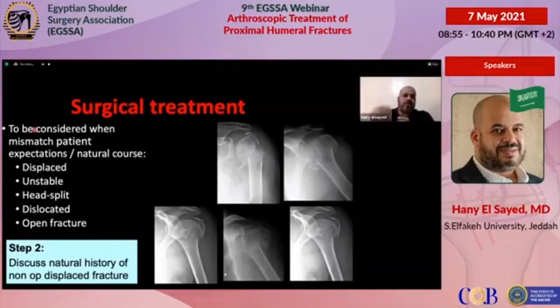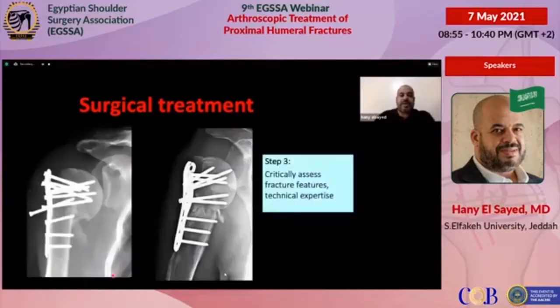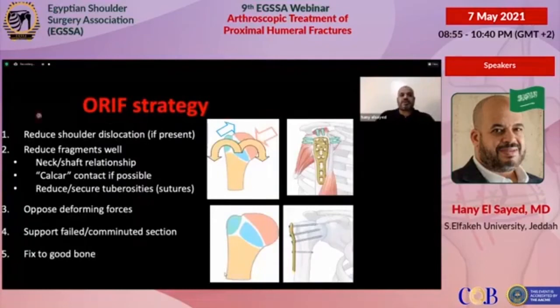You have an adult patient and his expectation is to have a full range of motion. We cannot tell him that you can go conservative. So we will discuss with the patient the functional outcome and what the expectation of his shoulder is. So the indication is displaced, unstable, head split, dislocated or open fracture. And as we mentioned, we have to discuss the natural history of non-operative management of displaced fractures with the patient, and also the complications. We don't want to end with this failure, so we'll also mention how to overcome this failure.